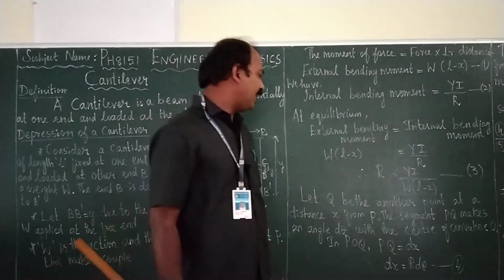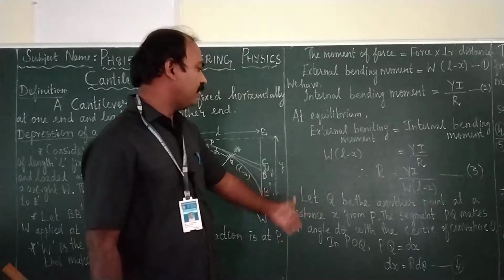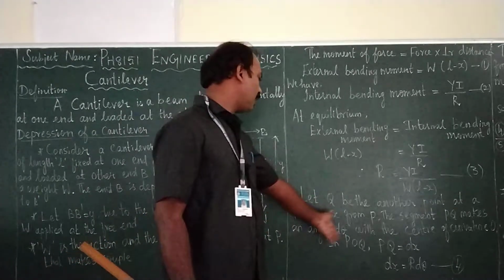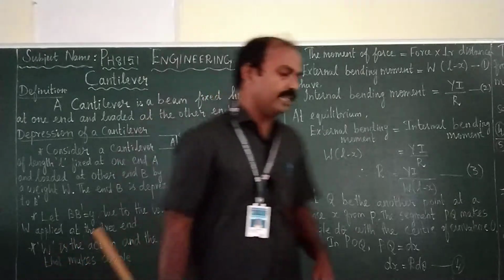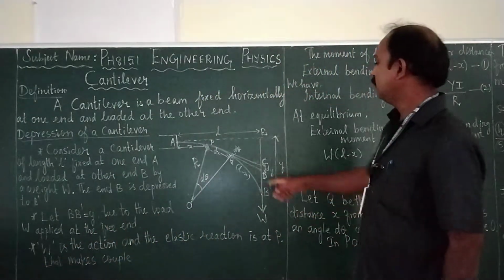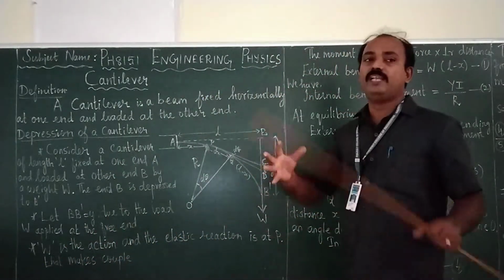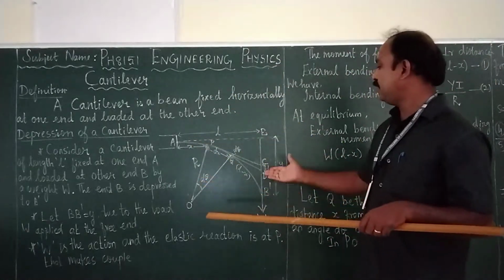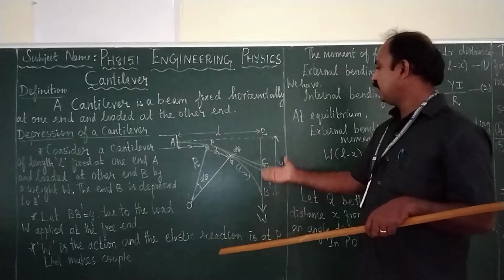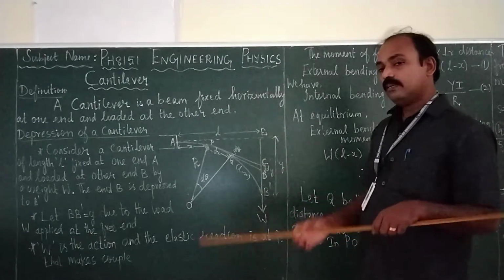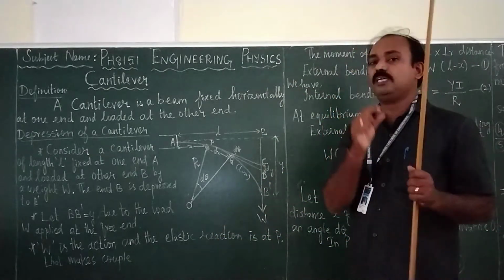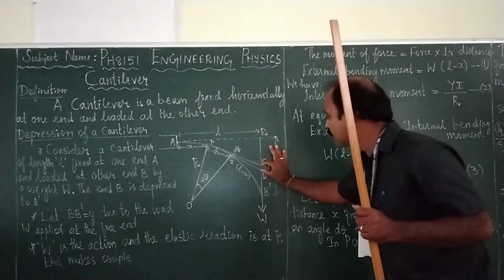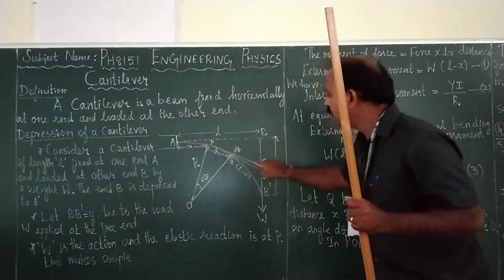Then let Q be another point at a distance x from P, making an angle d theta. Just see here. To find the entire depression or deflection that takes place at the end, you are going to find the small deflection in the initial state, this small deflection.